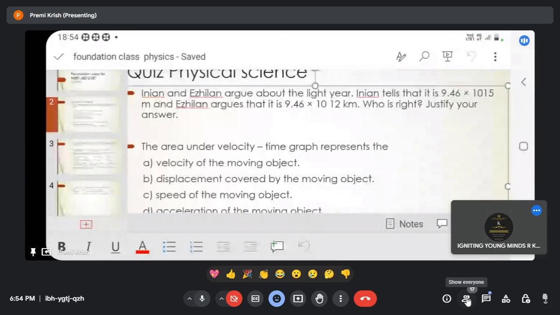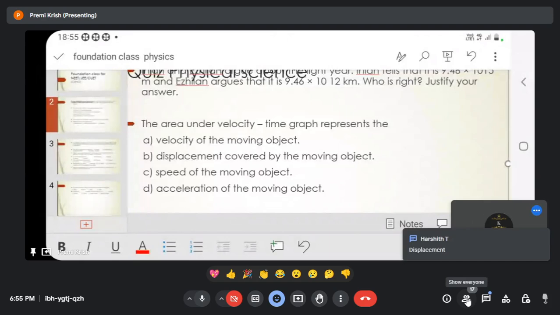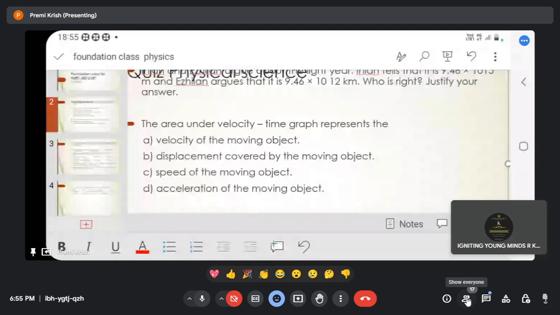Okay. The next question is: the area under the velocity time graph represents what? Interestingly, Premi, this question was given by me to the NEET boys and girls, that is 11th and 12th, last week. The area under the velocity time graph, that is velocity on the y-axis, time on the x-axis, whatever it is, represents what? Someone answered displacement. That is correct.